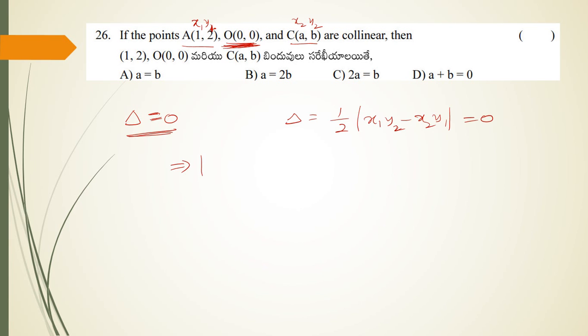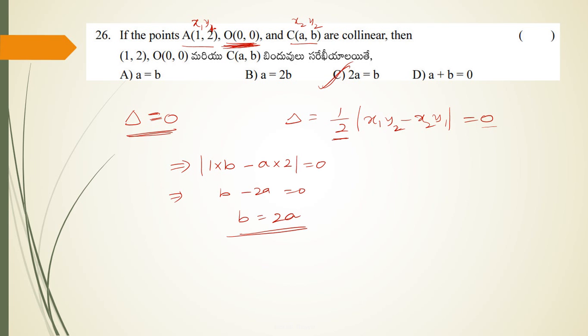So from this, the modulus of x1 into y2, which is 1 into b, minus x2 y1, which is a into 2, is equal to 0. Since the half is transposed to the other side, it became 0. So from this, b minus 2a is equal to 0, so b is equal to 2a. So 2a is equal to b is my answer, right?